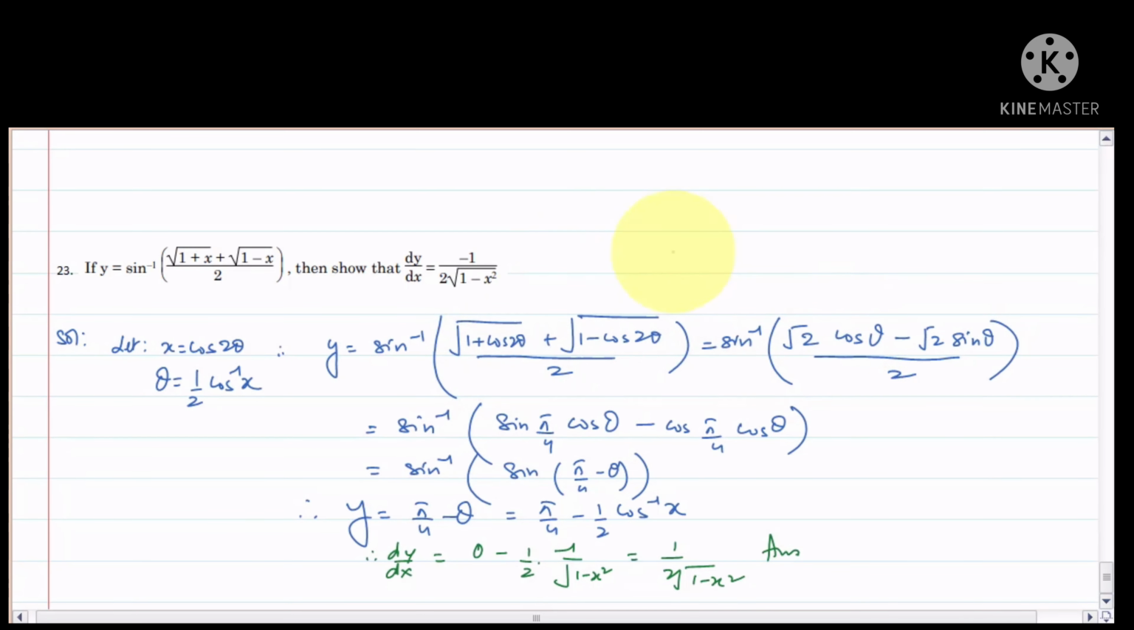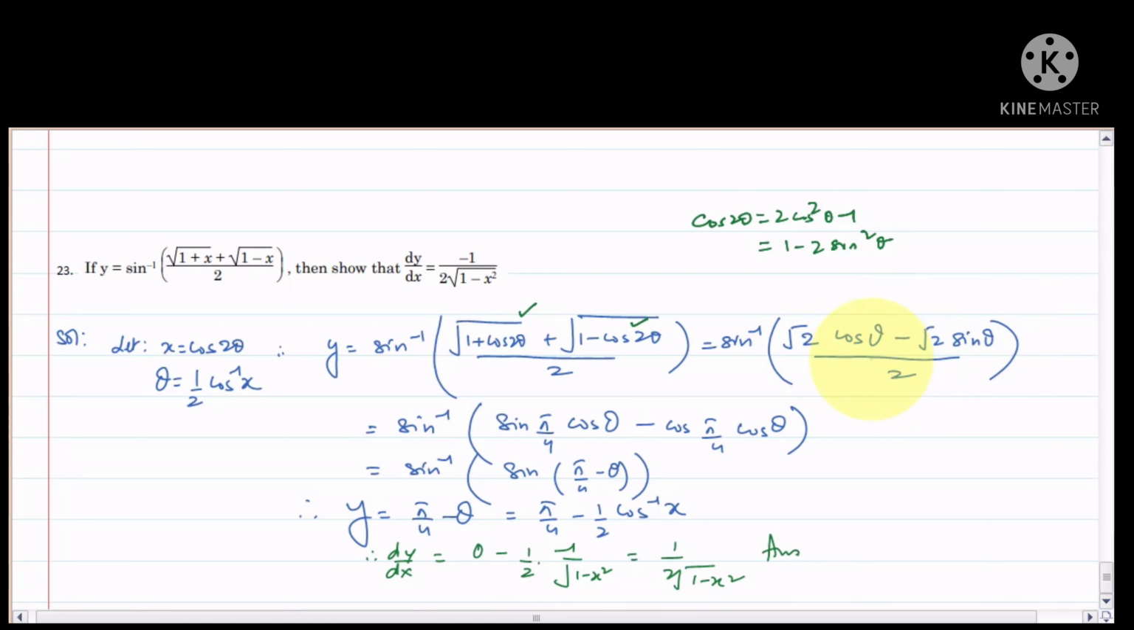We know the formula for 1 plus cos 2 theta. Cos 2 theta is equal to 2 cos square theta minus 1, and cos 2 theta is also equal to 1 minus 2 sine square theta. So using these values, putting the value for cos theta over here and the value for sine theta over here, we get the result as root 2 cos theta minus root 2 sine theta by 2.